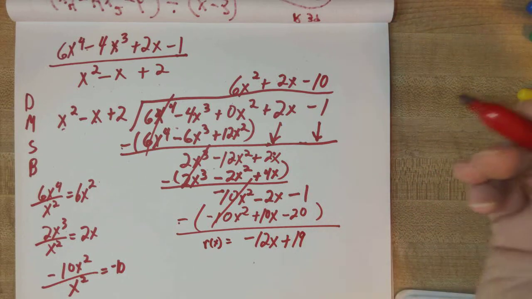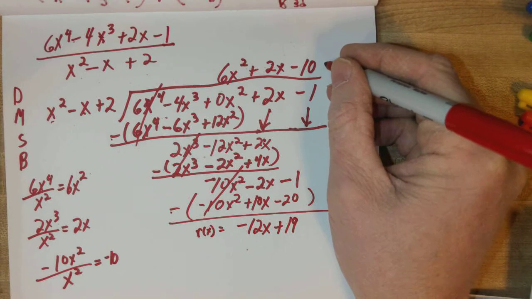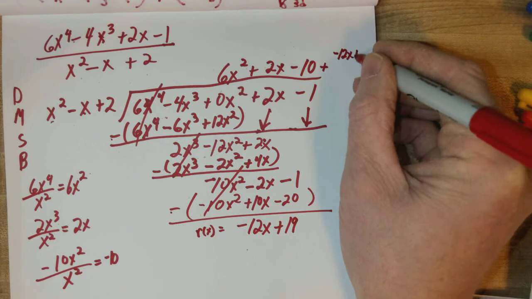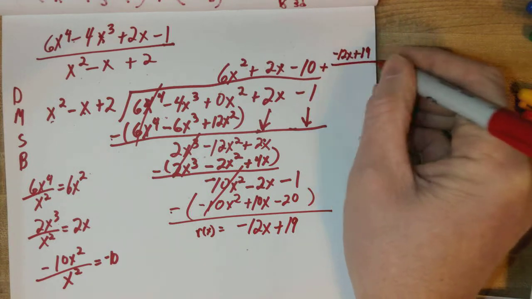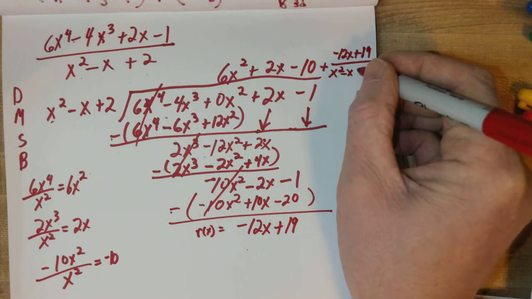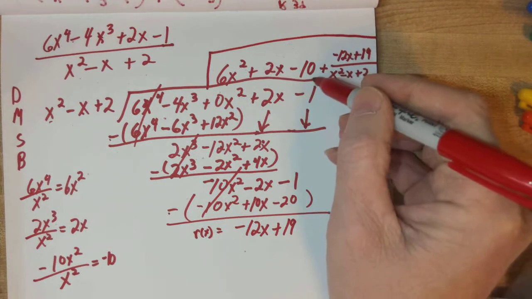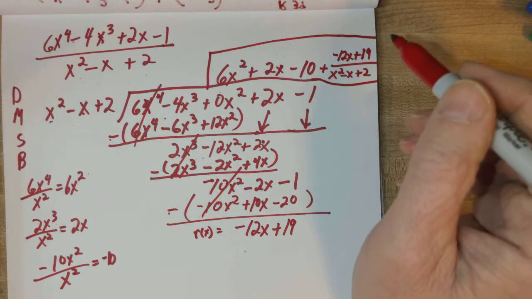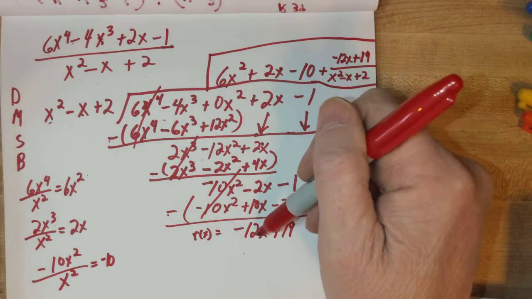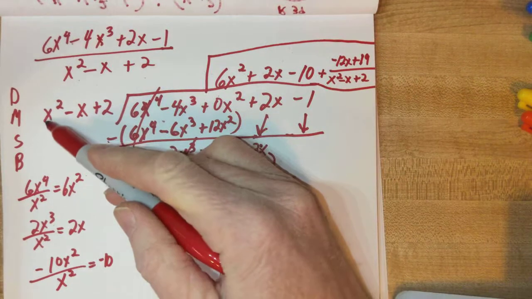And with that remainder, I'm going to write plus negative 12x plus 19 over x squared minus x plus 2, the divisor there. And right here is my answer to the division problem. I will point out that the degree here is 1. When it gets smaller than the degree of your divisor, you're done.